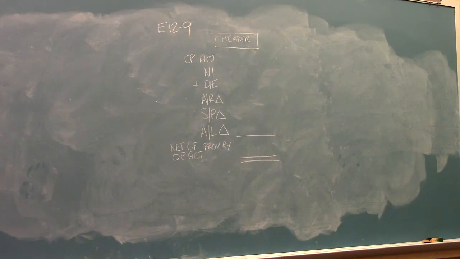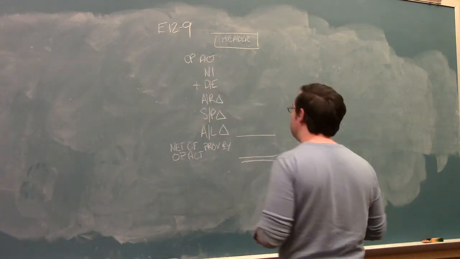E12-9 says New Vision Company completed its income statement and balance sheet for 2013 and provided the following information. The first requirement says present the operating activity section on the statement of cash flows for New Vision Company using the indirect method.